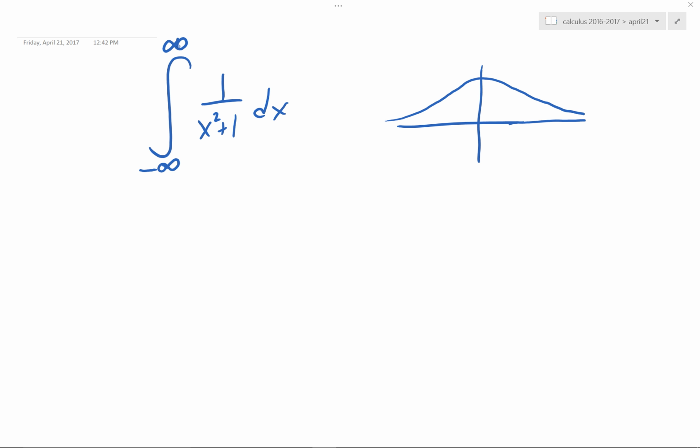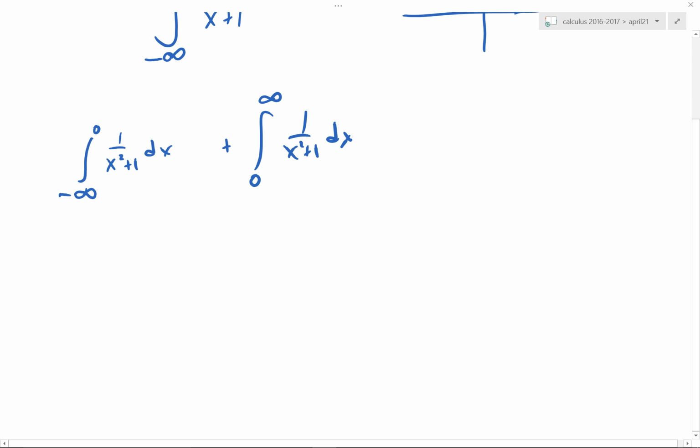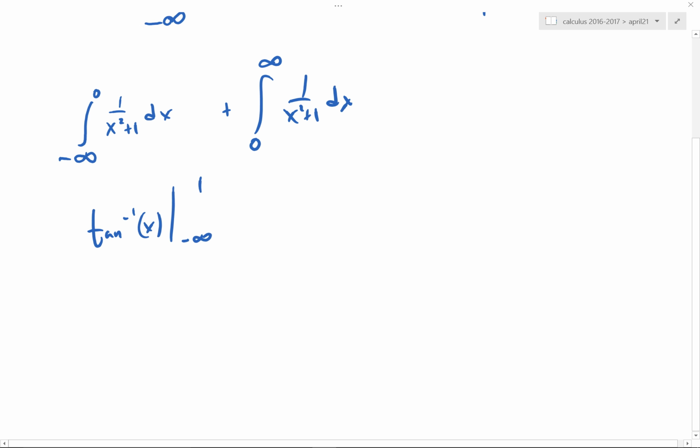Split it and go from negative infinity to 0, probably, but you do what you want to do. From 0 to infinity, I like 0. It's a cool number. What's the integral of 1 over x squared plus 1? Arctan of x.